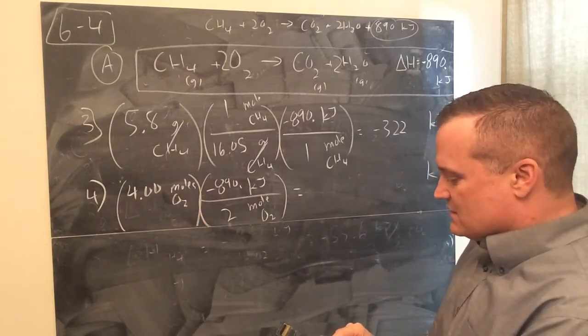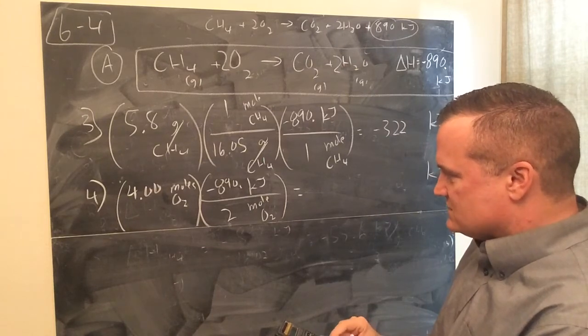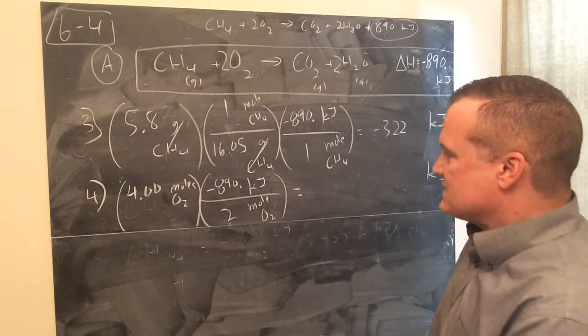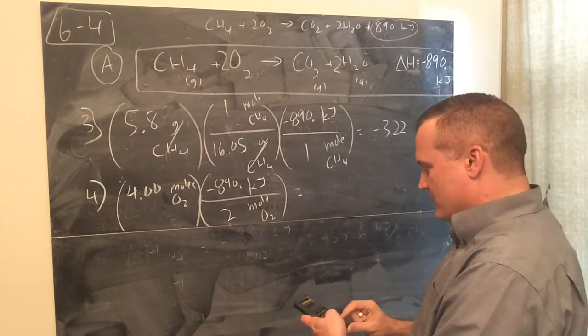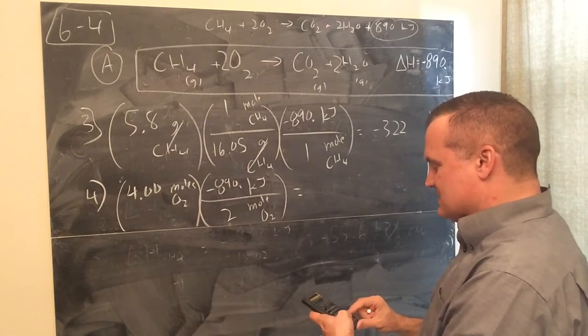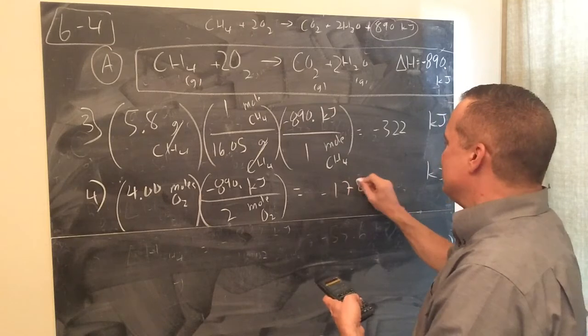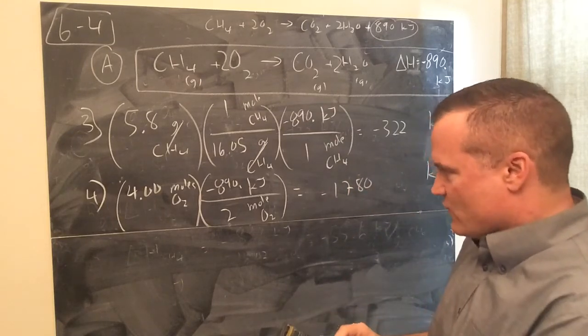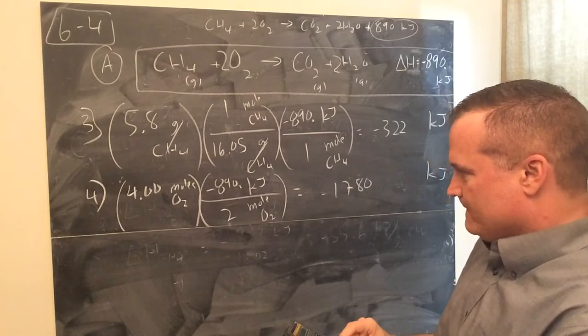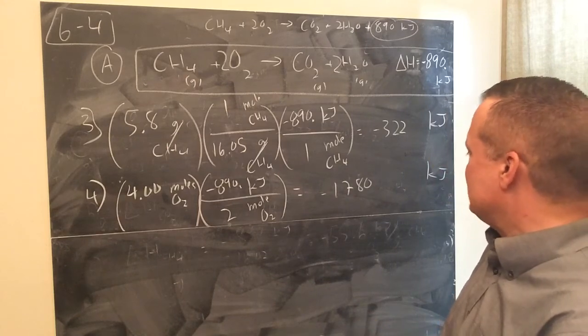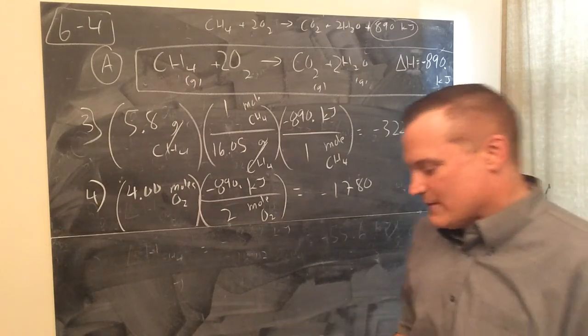Sometimes it will be good to use the answer from one problem. It'll save you some time, and they do that on the AP a lot. So you'll see parts A, B, C, and then all that happens. It looks like negative 1780 kilojoules: 4 times 890 divided by 2. Negative 1780 kilojoules of heat will be released.